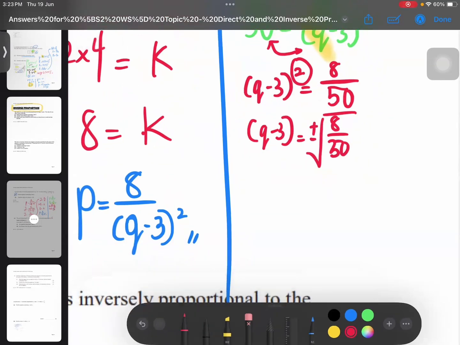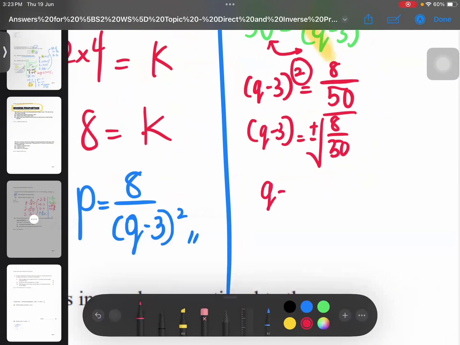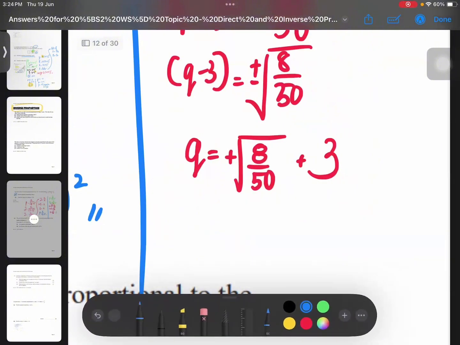Am I making sense? So what you are going to do now, you can say that Q is equal to square root. Go for the positive one, you're going to plus 3. But when you plus 3, when you press your calculator, make sure that the plus is not inside the square. Make sense? All right. Over here, we will definitely say square root negative 8 over 50 plus 3. Do you understand or don't understand?